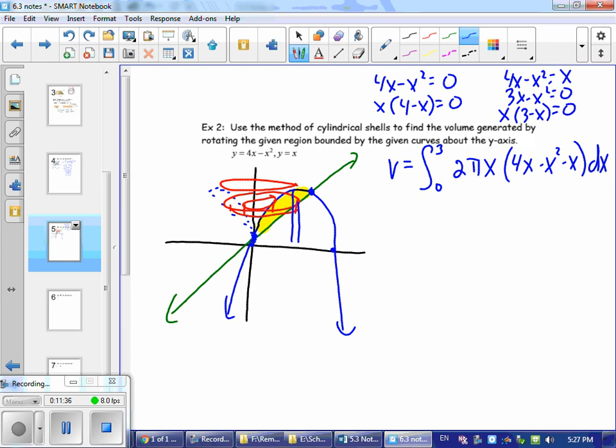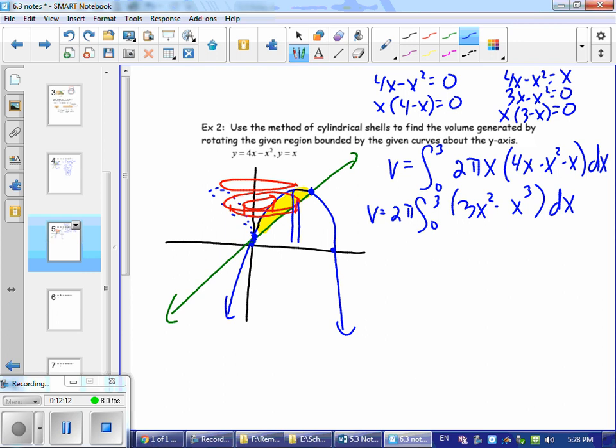All right, now I've got everything that I need to go ahead and find the volume. So the volume here is going to be the integral from 0 to 3. Actually, let's go ahead and take the 2 pi out to the front. Let's see, simplifying this, 4x minus x on the inside is going to give me 3x, but I have to distribute the x out on the outside through, so that's going to be 3x squared minus an x cubed dx.